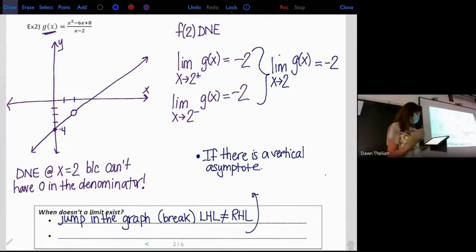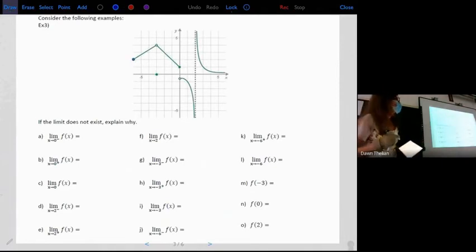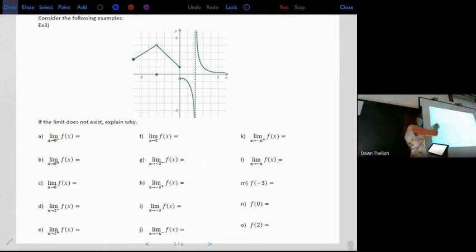All right, so here's an example. I give you a graph, and I'm going to ask you for a bunch of different things. If the limit doesn't exist, explain why. So if we're writing does not exist, we have to say why here. All right. So first thing that you're going to look at is what are we approaching, right?